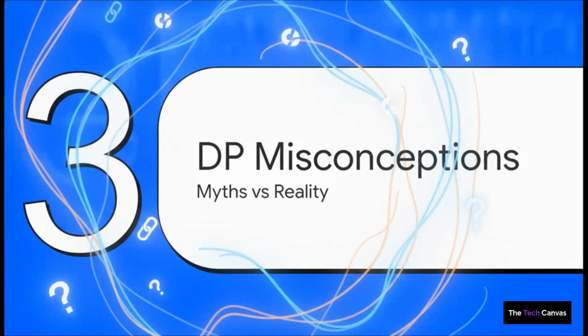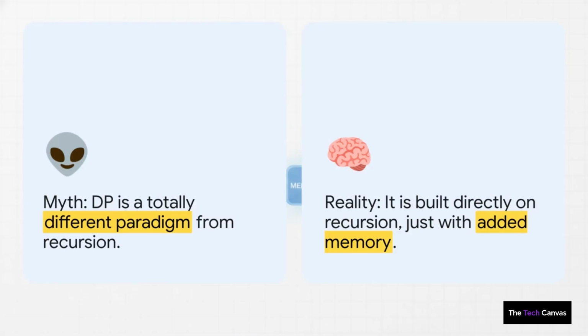Moving on to part 3, common DP misconceptions. Because dynamic programming has such a daunting reputation, a lot of myths have sprung up around it. Let's clear those up right now. Myth number 1 is that dynamic programming is this totally alien, magically disconnected thing that requires you to learn an entirely new paradigm. The reality is much friendlier.